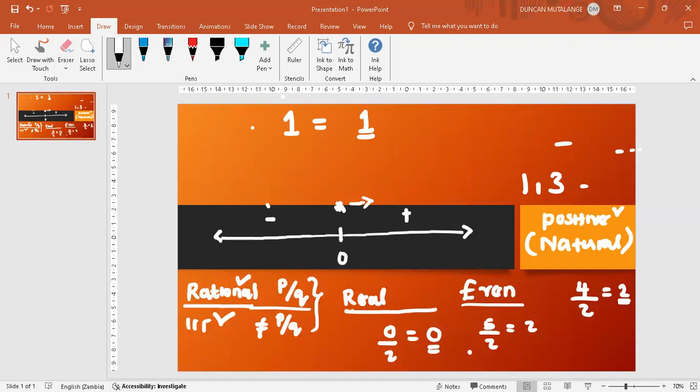But the definition of prime numbers is that they are numbers that have 2 factors, and that is 1 and itself. So how many factors does 1 have? It only has 1 factor. Only 1 can go into 1. Because it does not meet this qualification, it means 1 is not a prime number.